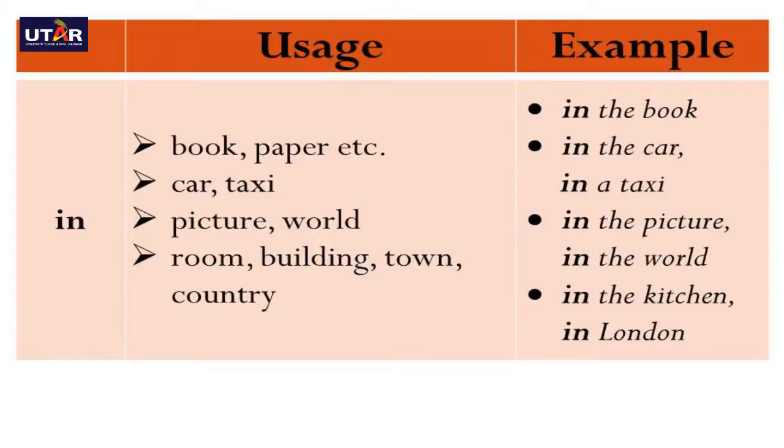For picture and world, we also use the preposition in. Now please remember that when it relates to television, we use the word on. But pictures, we use the word in. Because there is no movement when it comes to pictures, it's usually a standstill. So we will state that there is a man in the picture. Then we also have room, building, town, country. So an example here would be in the kitchen or in London.